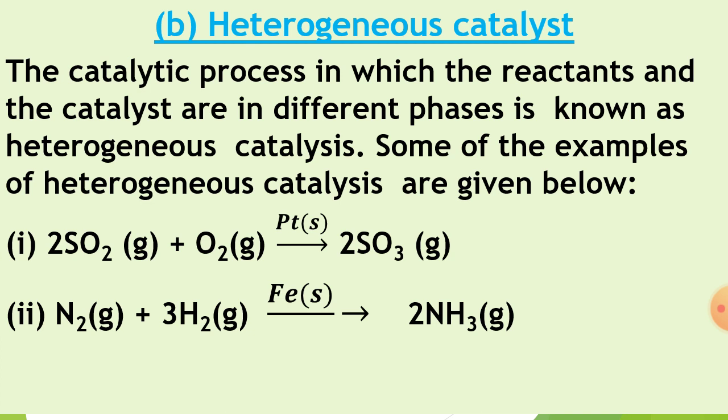This is basically the contact process for the formation of sulfuric acid. So this indicates a heterogeneous catalyst. One more common example is the Haber process, N2 plus 3H2. These reactants are in gas form but the catalyst, iron, is in solid form. That's why these are also examples of heterogeneous catalysis.